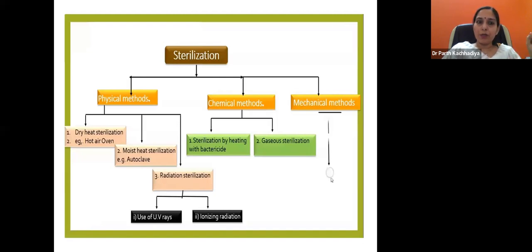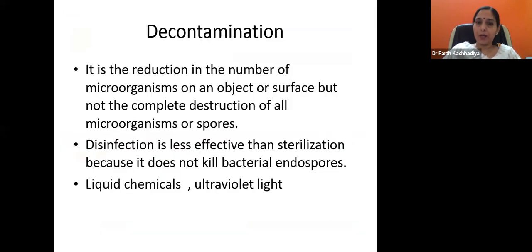For physical methods, what we use is dry heat sterilization, that is the hot air oven. For moist sterilization, it is the autoclave. For radiation, you can use UV rays or ionizing radiation. And for the chemicals, as I said, formaldehyde and glutaraldehyde are the things which are used. Sterilization by heating with bactericidal liquids, and gaseous sterilization. So these are the ways of sterilizing the equipment and the things which we are using.